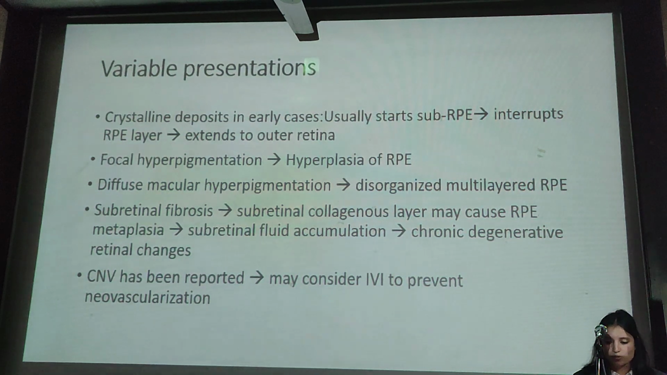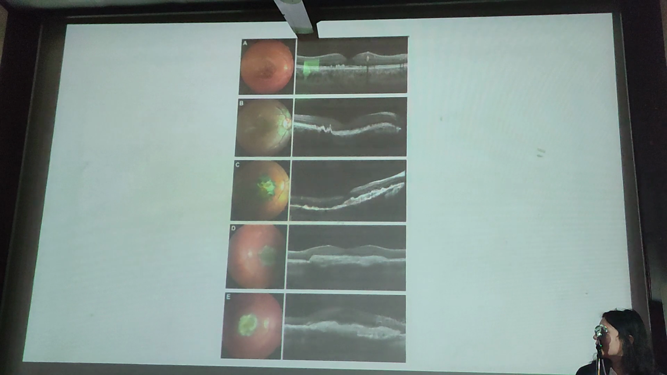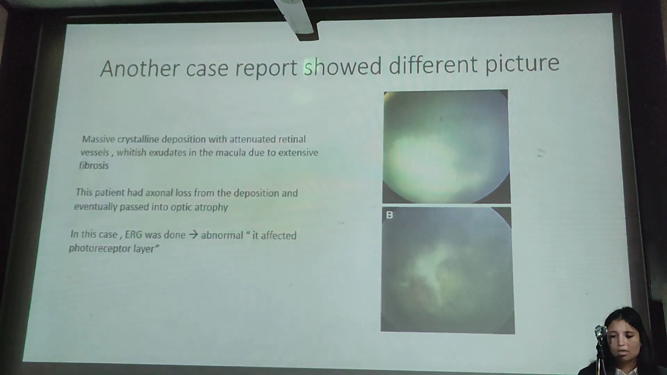And also it can end up with CNV in some cases, and those are the multiple OCT pictures, starting from mild RPE changes to extensive RPE fibrosis and subretinal accumulation. And also in another case report, they identified that it ended up with optic atrophy and also with extensive scarring of the macula, not just crystalline deposits or subretinal accumulation.